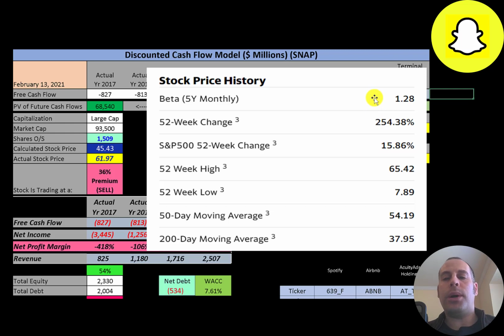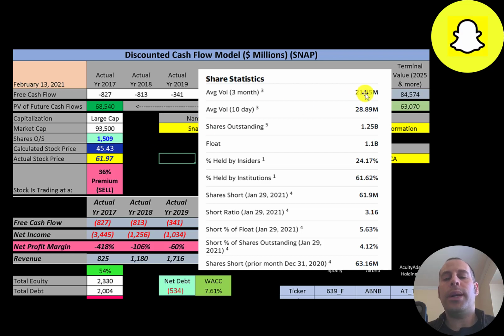And they have a beta of 1.28, so the stock moves a little more than the market. The stock has gone up 250% in the past 52 weeks, much more than the S&P 500, which went up 16% in the same time frame. The 52-week low was $8, the high was $65, and the stock is trading above its 50-day and 200-day moving average. This is a really liquid stock. 20 to 30 million shares are traded each day. 62% of the shares are held by institutions, and 5.5% of the shares on float are shorted.